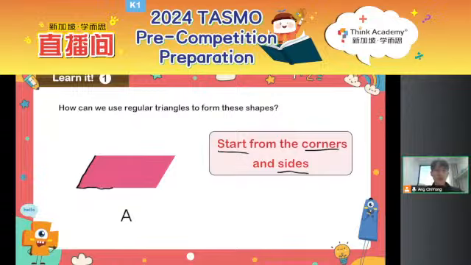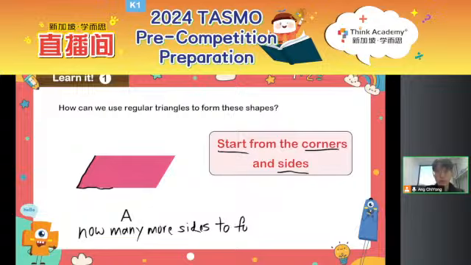Okay, let me write down. How many more sides to form a triangle? Okay, some of you may have guessed it right. You only need one more side to form a triangle. What do I mean? I can separate it like this. Over here. Now, this is a triangle, right? We took it out from this shape, A.